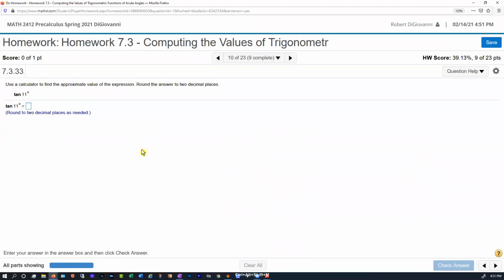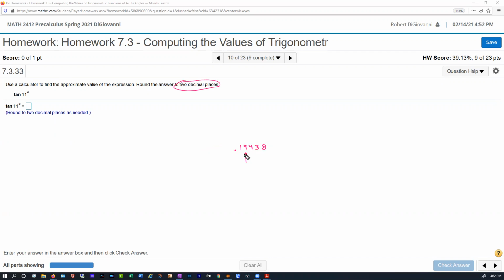All right, next one. Use a calculator to find the approximate value, round to 2 decimal places. I'll do just this one. I'm going to make sure I am in degree mode because I'm given 11 as degrees. I'm going to type in tangent of 11. And when I do that on my calculator, I get 0.19438, and it keeps going. And I want to round to 2 decimal places.